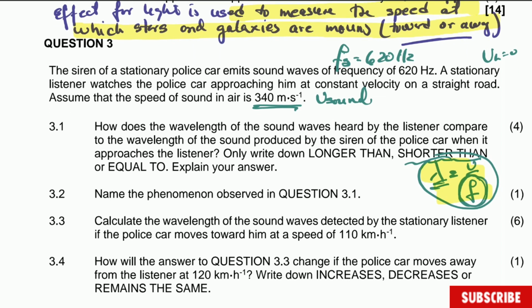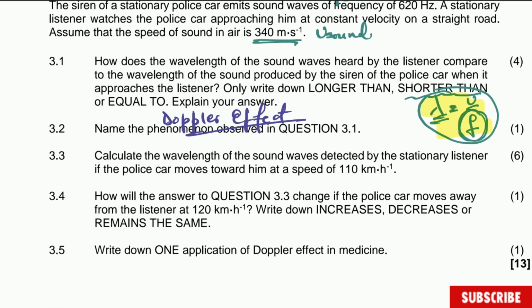Let's go to question 3.2. Name the phenomenon observed. Okay, Doppler effect. Doppler effect. Question 3.3. Calculate the wavelength of the sound wave detected by the stationary listener if the police car moved towards him at the speed of 110 kilometers per hour. We cannot work in kilometers per hour. We have to convert. You are going to multiply by 1000 and divide by 3600, and this will give you 30.56 meters per second. When you convert, you have to work with the conversion there.